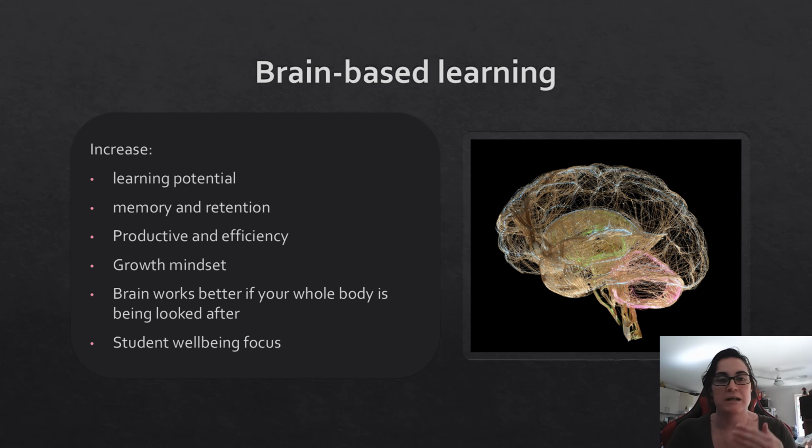Brain-based learning is all about increasing learning potential, memory and retention, productivity and efficiency, and creating a growth mindset. The brain works better if your whole body is being involved and looked after, so make sure you're getting your sleep, good healthy foods, and physical exercise. And it's all about student well-being and focus, because when the student is not in survival mode and their basic needs are met, you're looking at Maslow's hierarchy of needs. I absolutely love that. Make sure their basic needs are being met, so then they can work towards having a higher understanding.